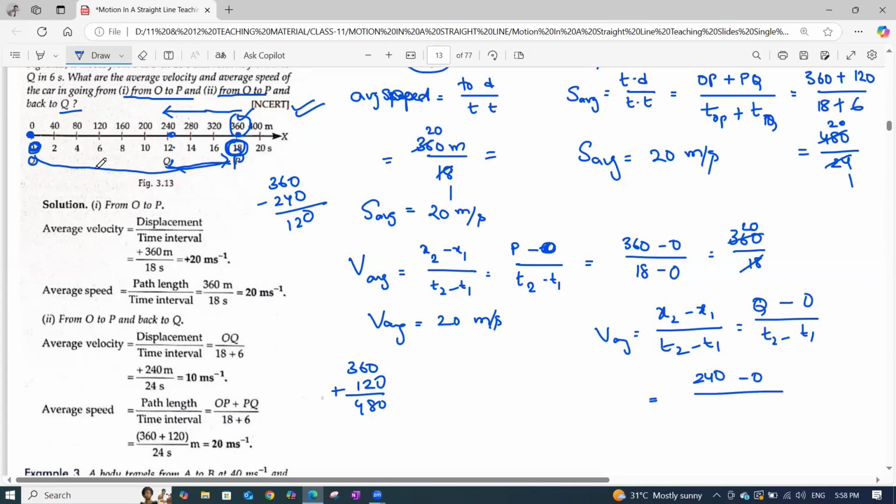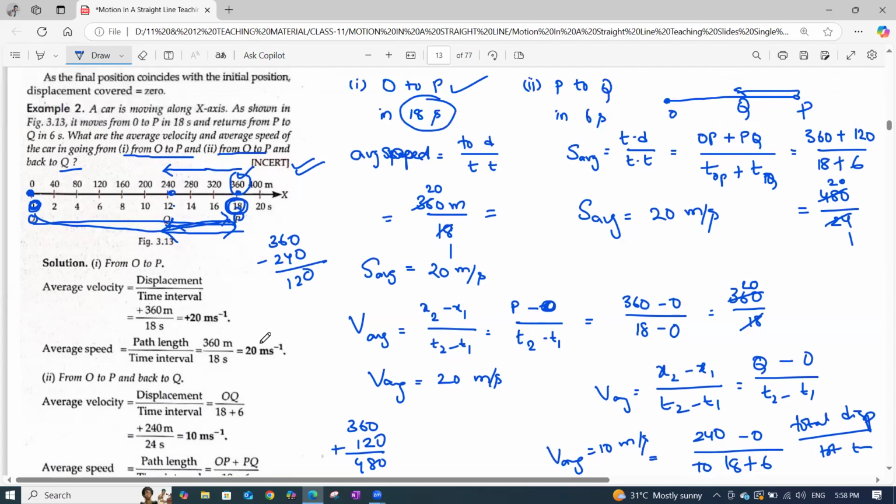Q is 240 minus 0 upon T2 minus T1. If you get confused, from here to here, how much time is taken? 18 seconds. Again, it is coming back here, 6 seconds. So take 18 seconds plus 6 seconds. Numerator is total displacement, denominator is total time. That is 240 minus 0, 240 upon 18 plus 6, that is 24. 18 plus 6, 24. Tens. So V average value is equal to 10 meter per second. Like that you need to calculate. This is the answer for this question.